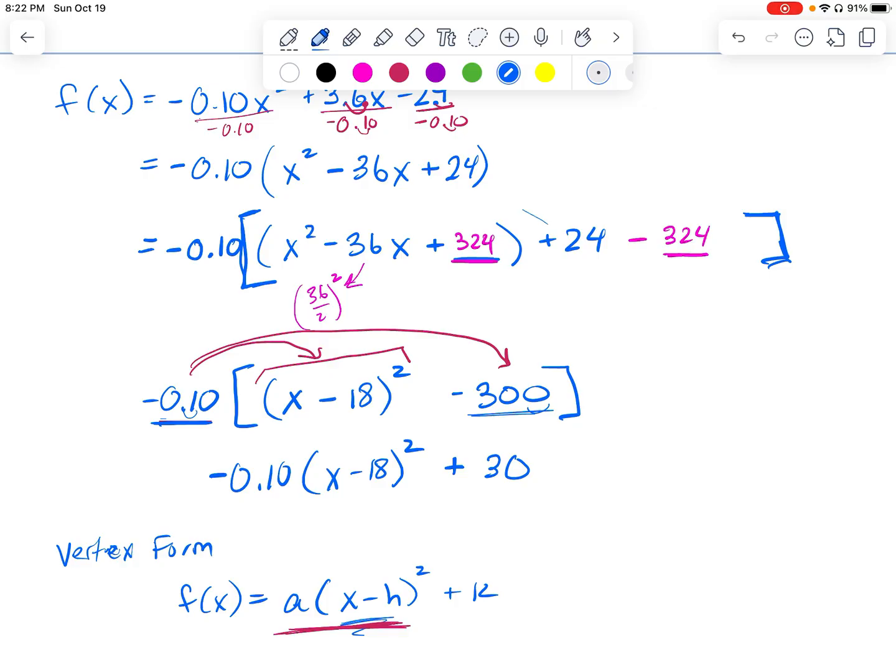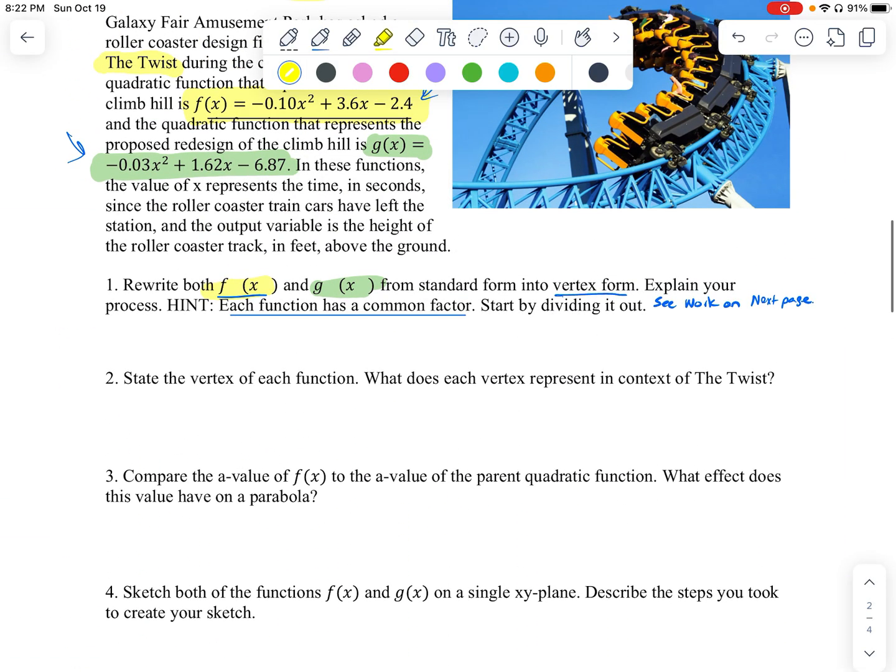And then that is my original roller coaster climb hill equation. So that's our f of x in vertex form. So I'm going to take that equation and put it back up in for number 1. So that was f of x. So f of x I'll do in blue here.